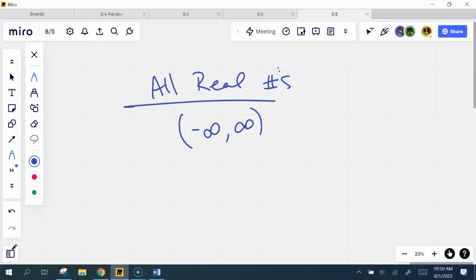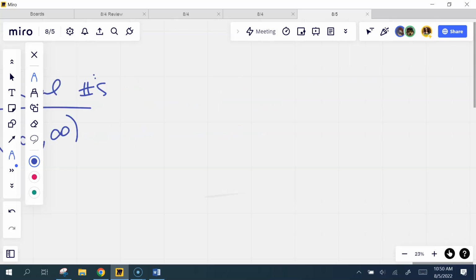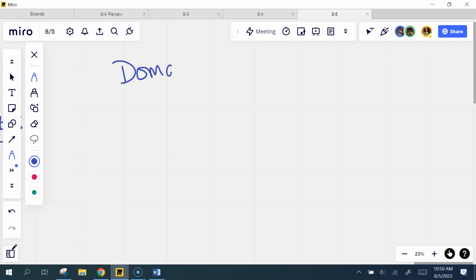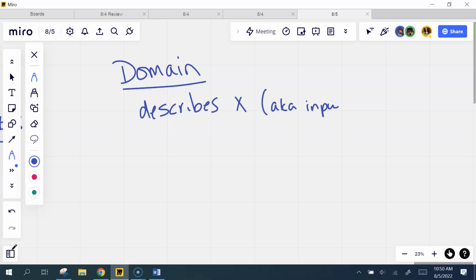Let's talk about domain and range. I hope y'all at least know some of this already. Tell me what domain is. Tell me what domain does. What does it describe? It describes x, that's right. X is the input, also known as input. When I look at this, I look left to right.